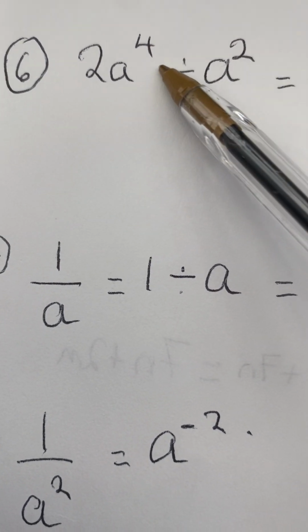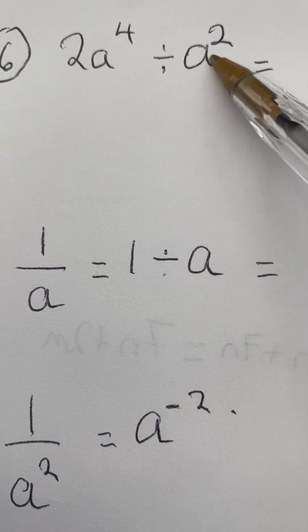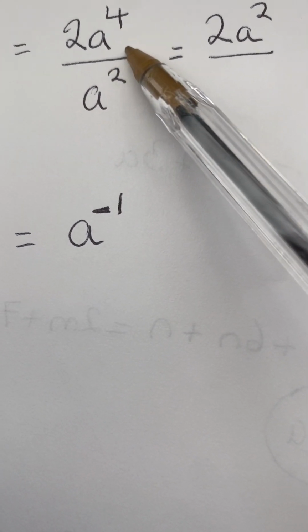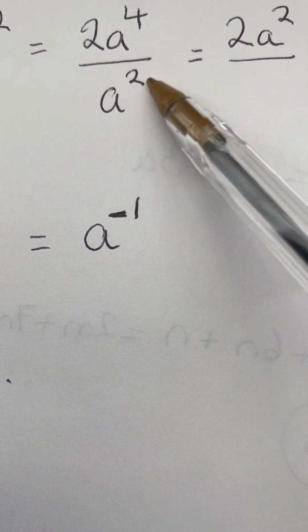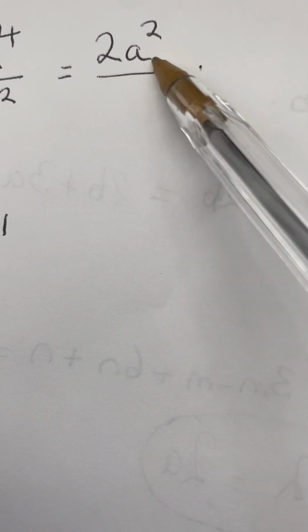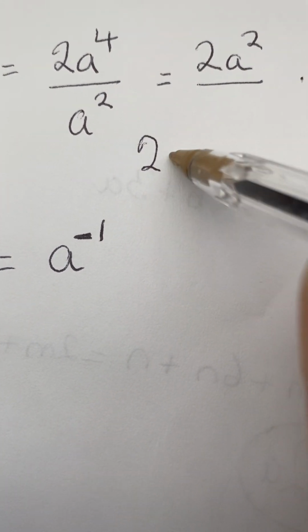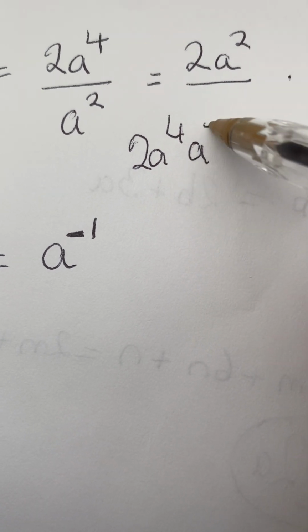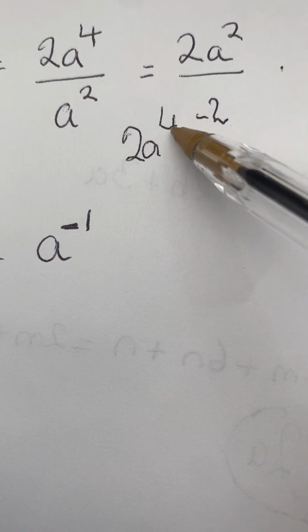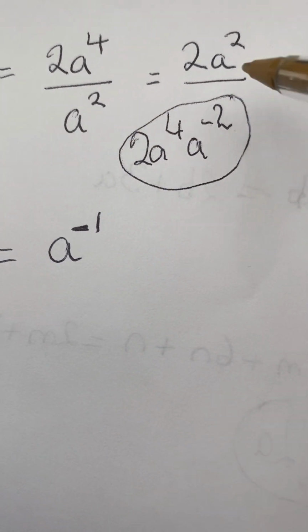Question 6, we'll soon finish, is 2a to the power 4 divided by a squared. Here a to the power 4 is a 4 times, and a to the power 2 is a 2 times. So the 2 of those can cancel out the 2 of the ones here. So you have a to the power 2 with your 2 on the side, or you can write this as 2a to the power 4 a to the power minus 2. So now you have 2a to the power 4 minus 2, which will be 2a to the power 2. So if this is easier for you at this moment, fine.